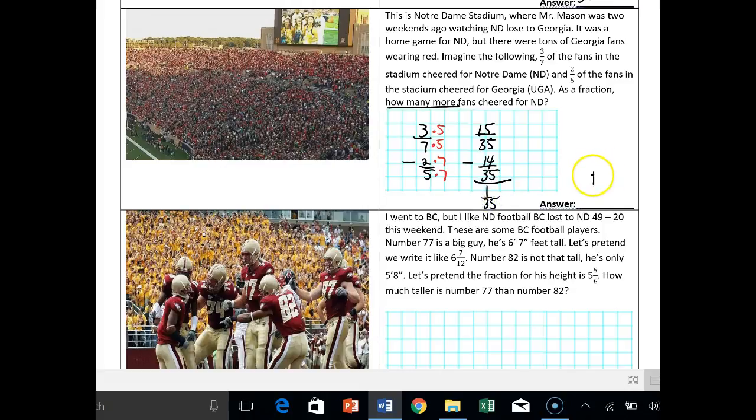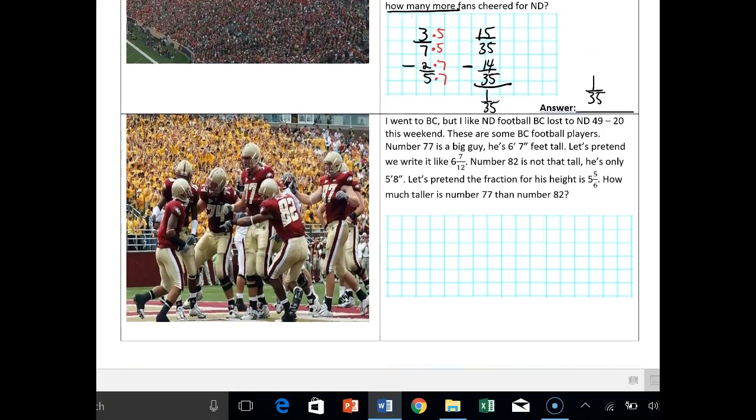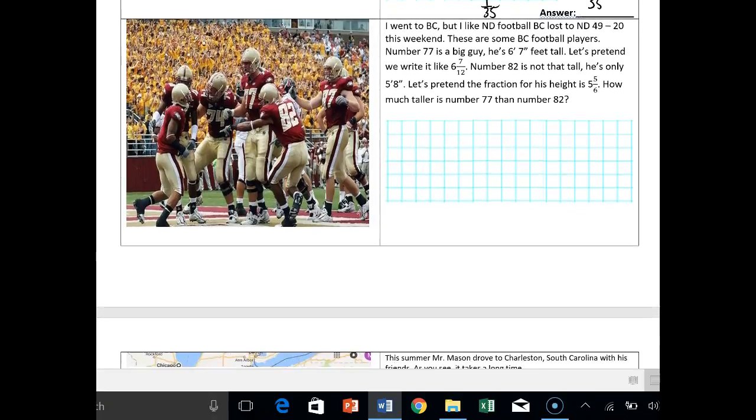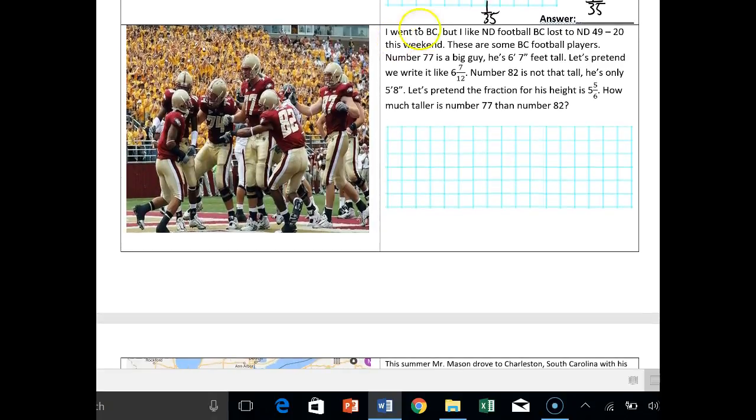So just the slightest bit, a very small fraction, very small percentage, if you were thinking of a different rational number as well, of fans were there to cheer for Notre Dame. And it's true. There's a ton of Georgia fans there. And they won the game, so they went home happy. I, on the other hand, went to Boston College. But I like Notre Dame football.